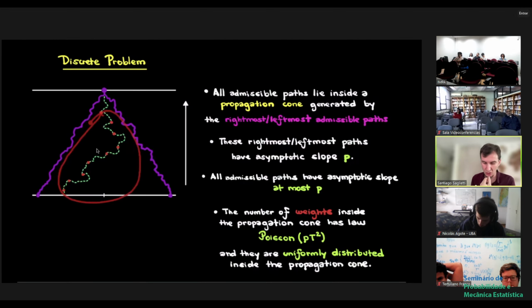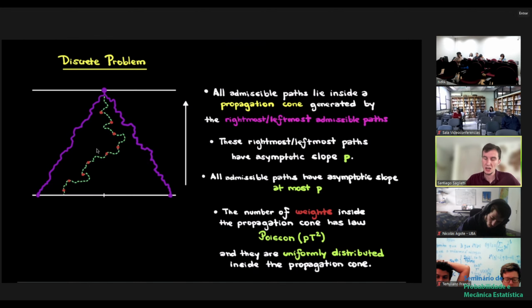of points that they can collect inside this propagation cone will have a Poisson distribution with parameter essentially p to the t squared, where p to the t squared is basically the area of this propagation cone right here. So that's the number of points they're going to see. And moreover, these points will be uniformly distributed inside this propagation cone.